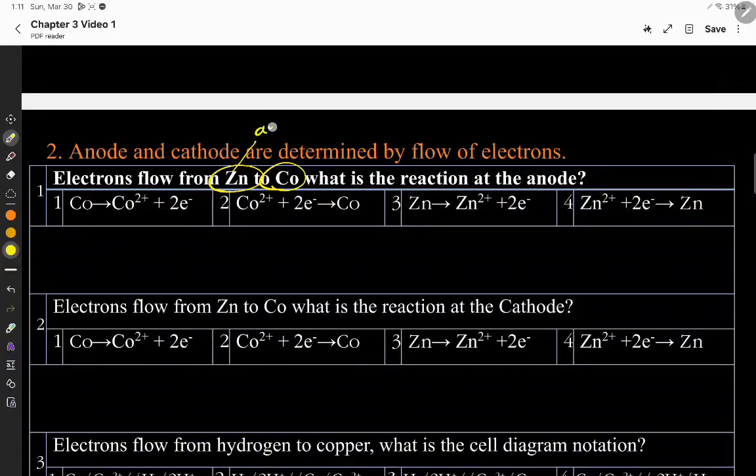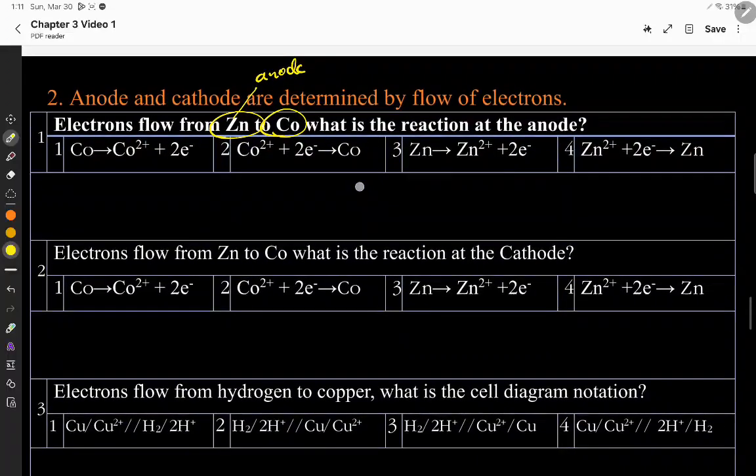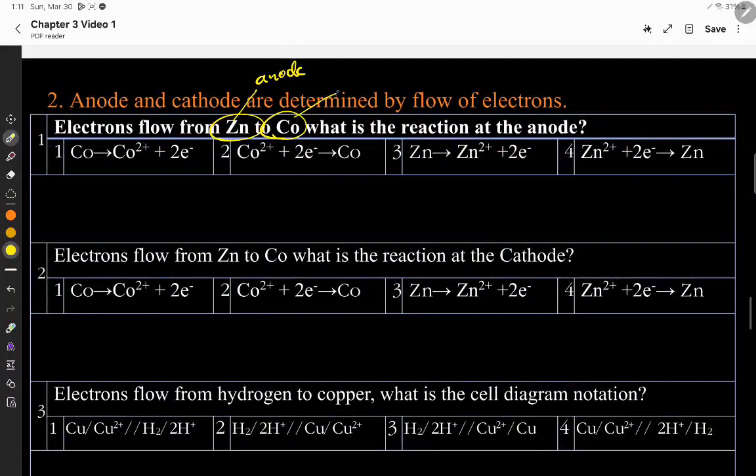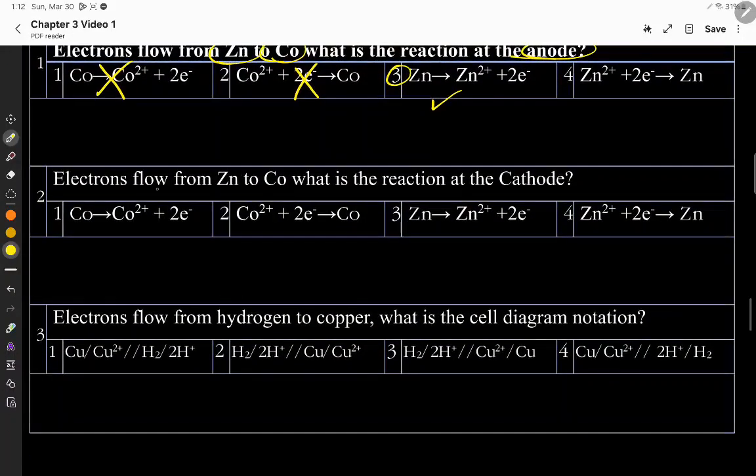Now zinc is going to be the anode, because electrons flow from the anode to the cathode, and cobalt is going to be the cathode. So zinc is going to be oxidized and cobalt is going to be reduced. It asks what the reaction at the anode is. The anode is going to be oxidation of zinc. Cobalt, we agreed, is the cathode, so that's wrong. The second choice is wrong. Now zinc is oxidized. This is the correct answer. It gives you electrons flow from zinc to cobalt.